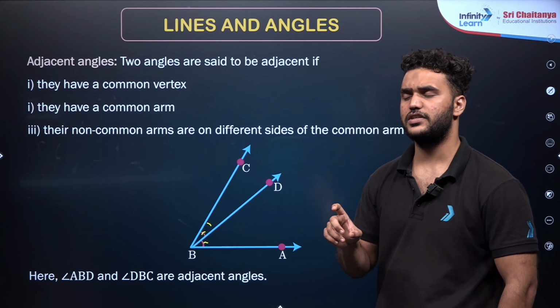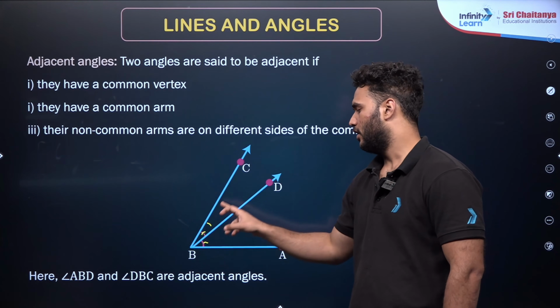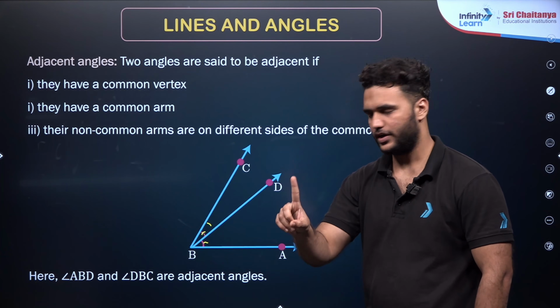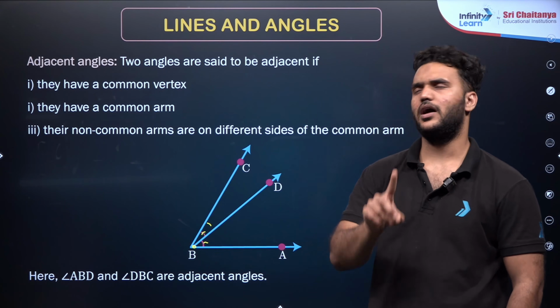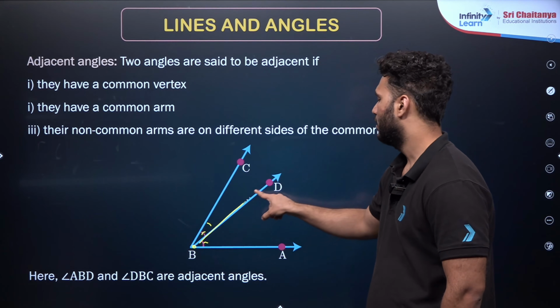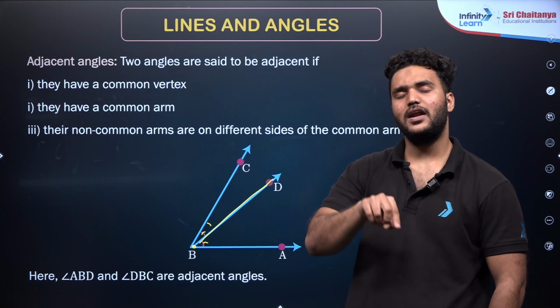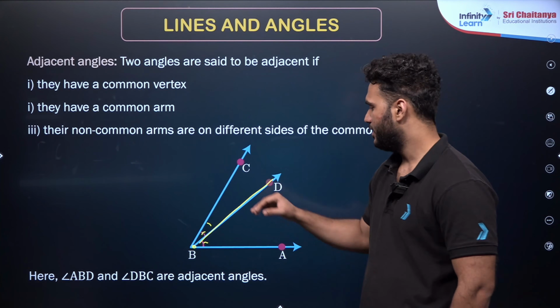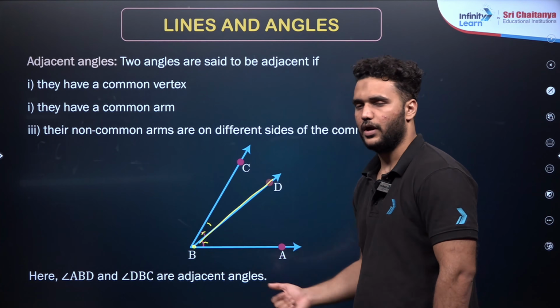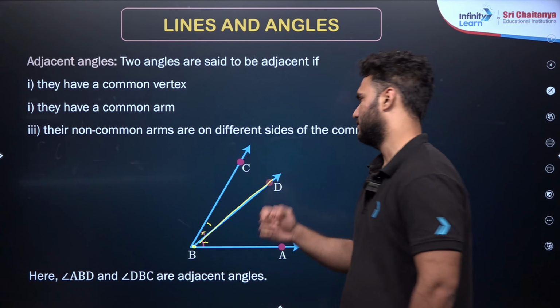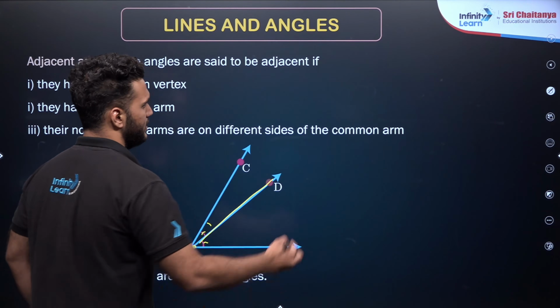What is the condition for adjacent angles? They have one common vertex, and they have one common arm. The other non-common arms should be one on one side and the other on the other side of the common arm. Why am I saying this? Can you see the angle here?